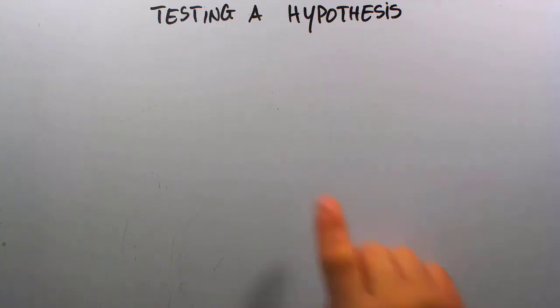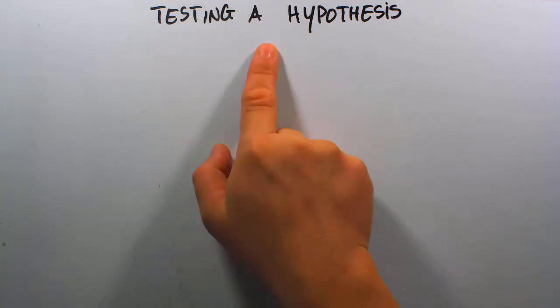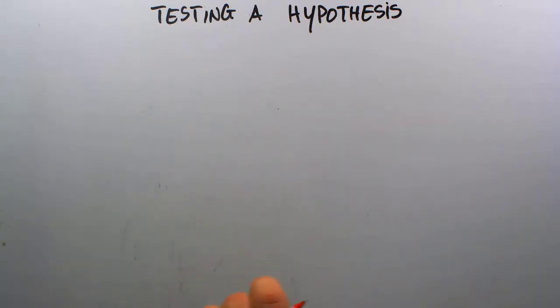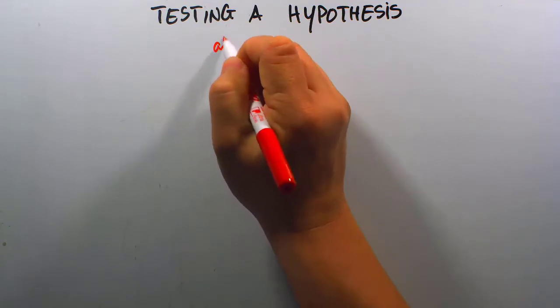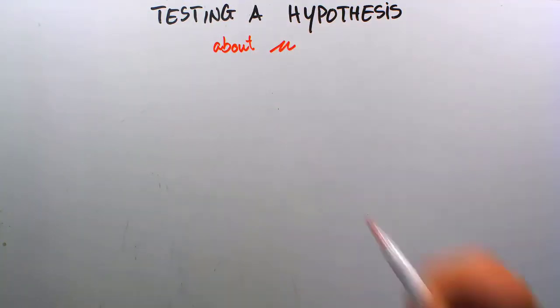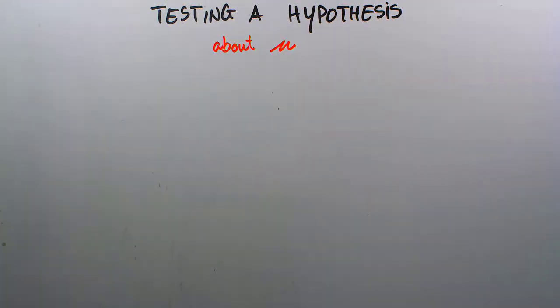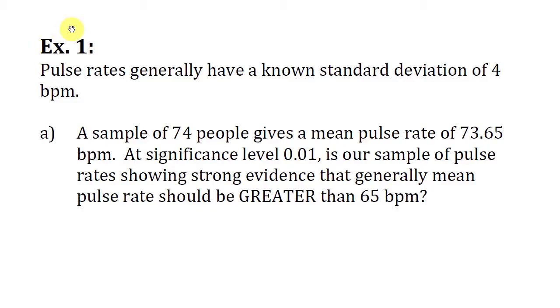Alright, so now we are going to be doing some real problems on testing a hypothesis about a population mean value, about a value for mu. So let's look on our computer screen here to start out with. Let's look at example 1.